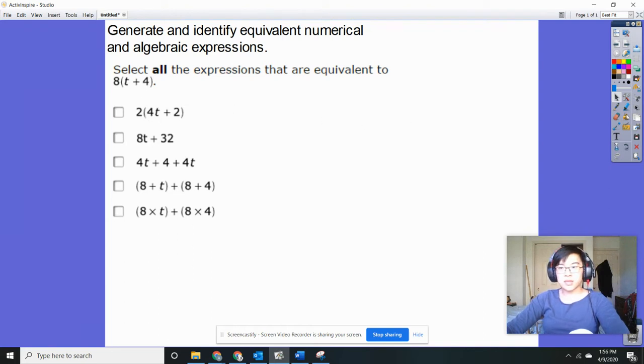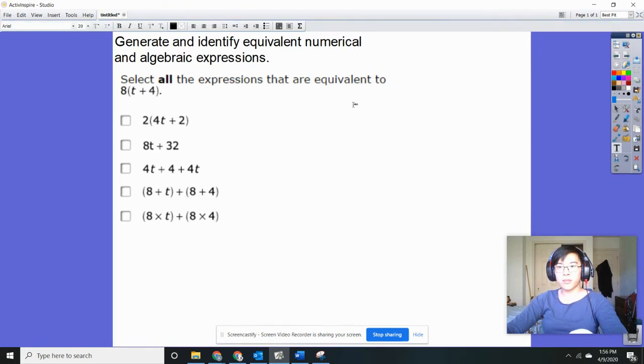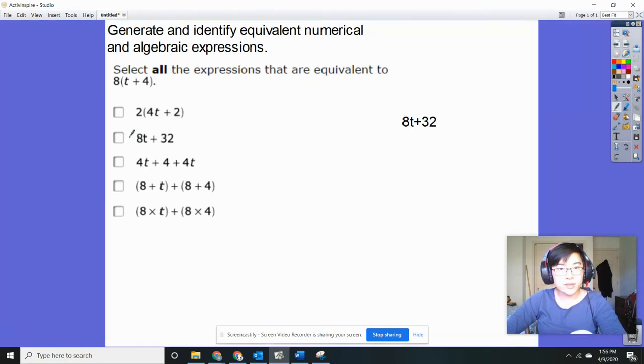So this, I know, would be equal to 8t plus 8 times 4, which would be 32. Let's see if we have that. Oh, we already have that. All right, so we have this one. Let me put a check mark instead, it's a little bit easier. Okay, cool. Then let me check what else is equal to 8t plus 32.